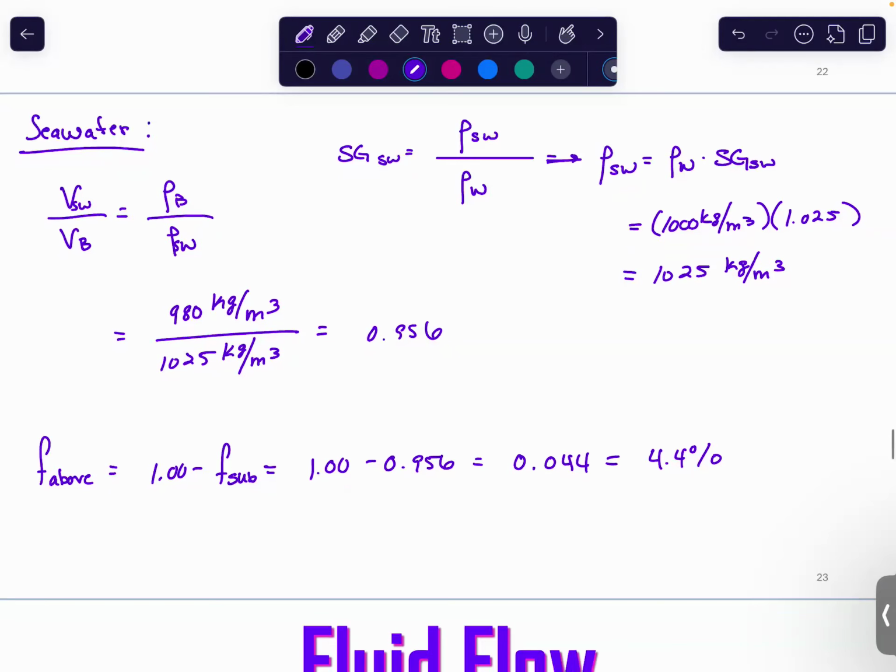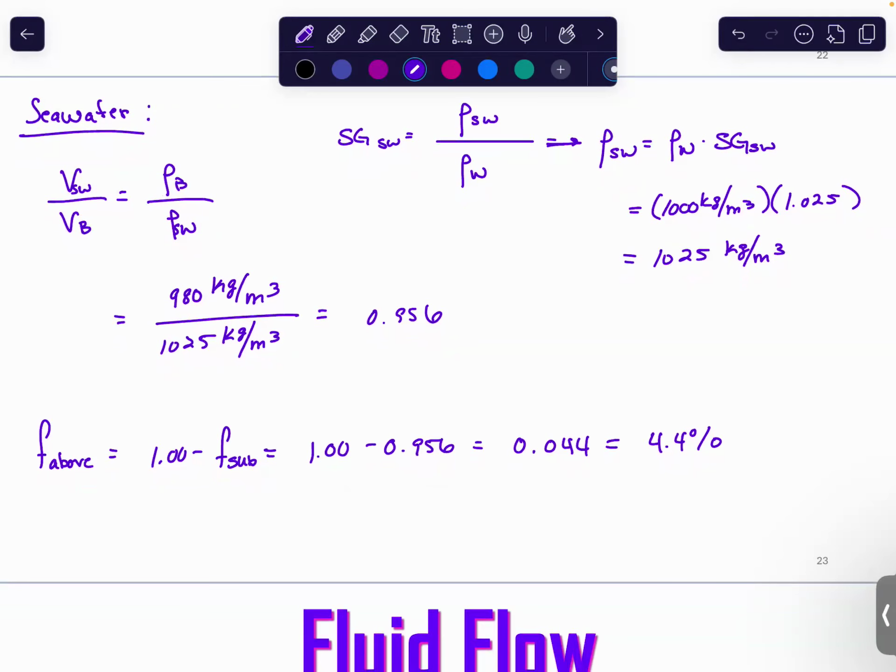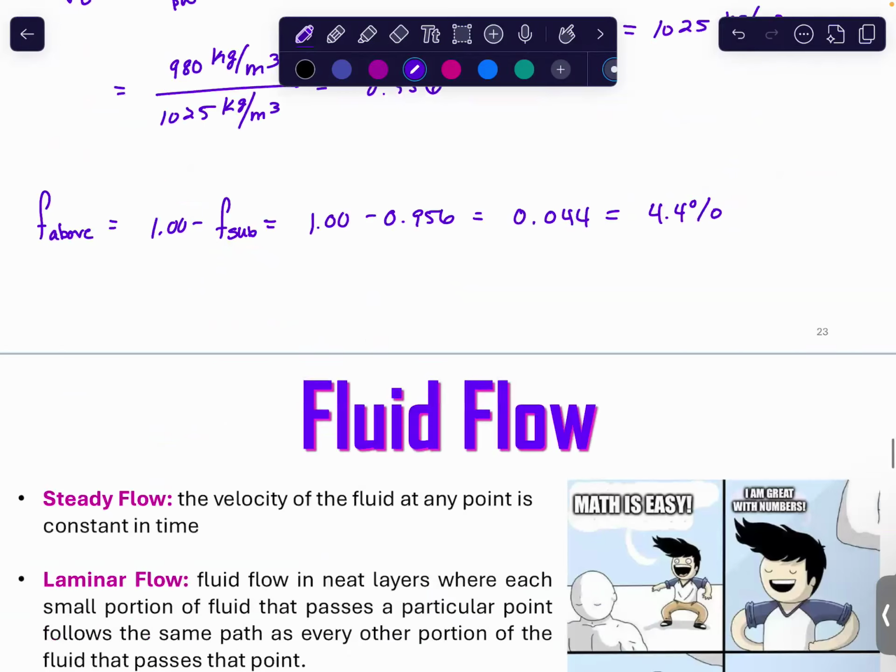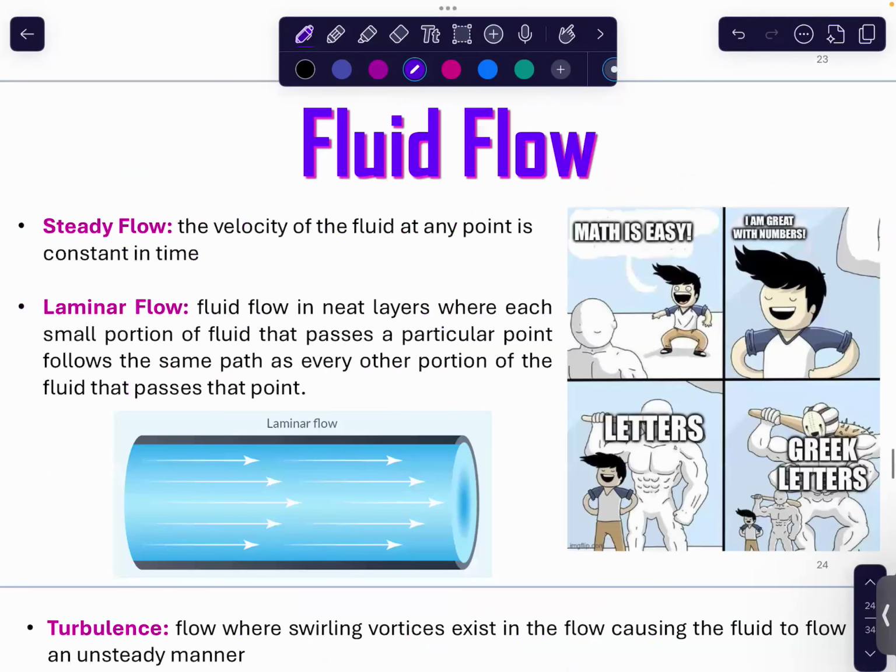Okay, so that's specific gravity. You figure out a lot with your ratios and specific gravity. Now let's talk about fluid flow. A couple of different flows that are important to realize. First off, a laminar flow, where everything is in a nice neat layer and everything's moving the same direction at the same velocity.